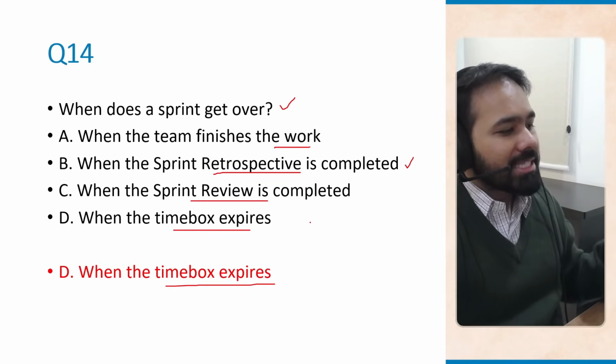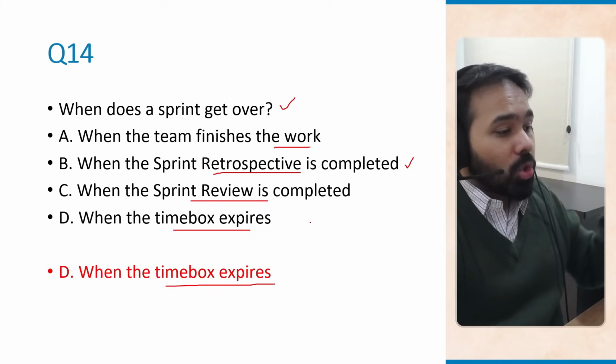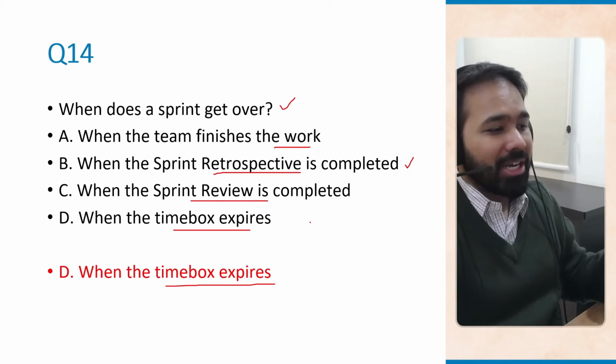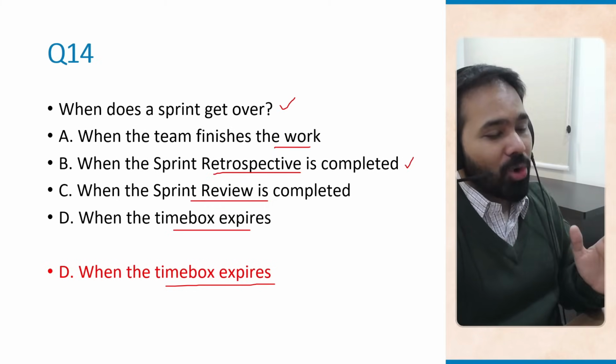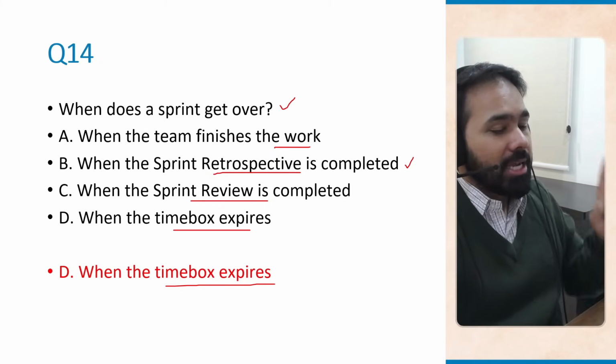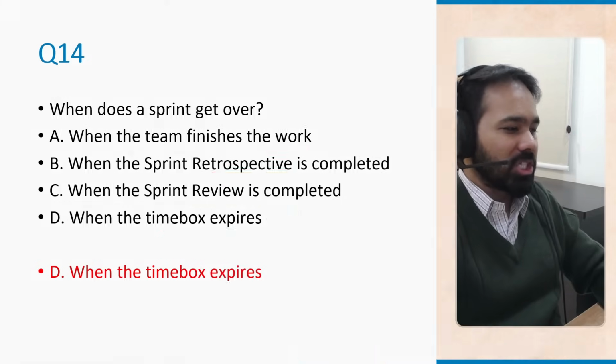Sprint always ends on the planned end date. Work rolls over to the next sprint if it is incomplete. So remember what I just said. Sprint always ends on the planned end date. If work is not complete, it gets rolled over to the next sprint.